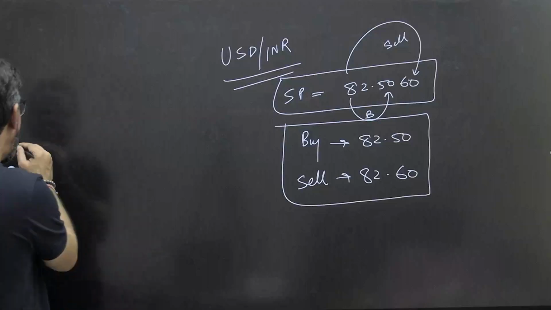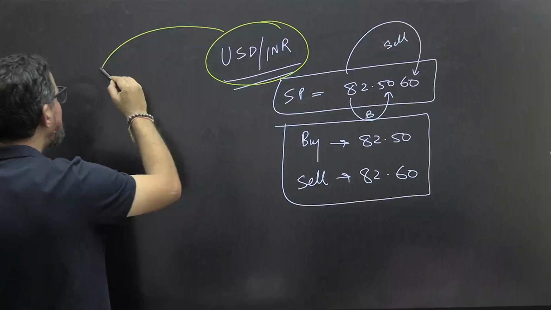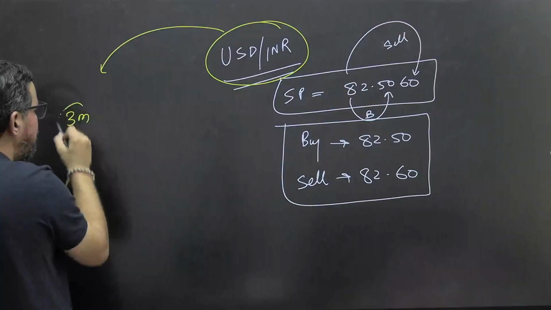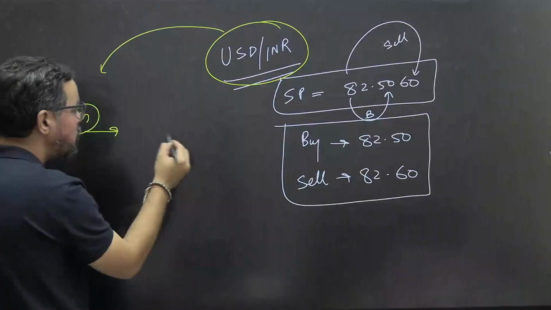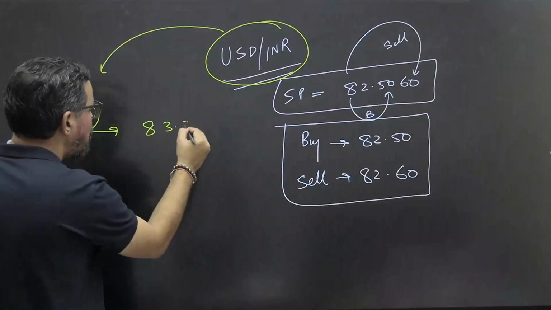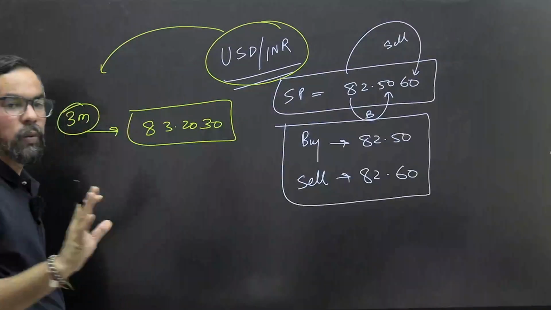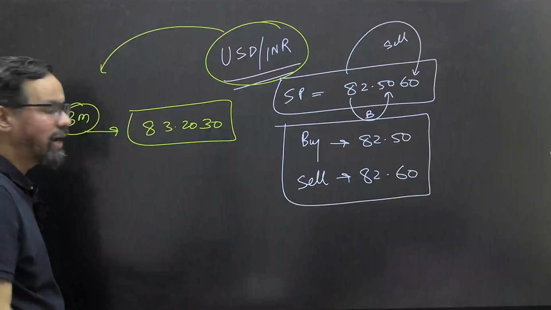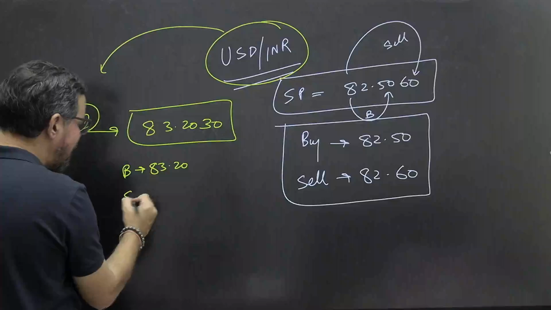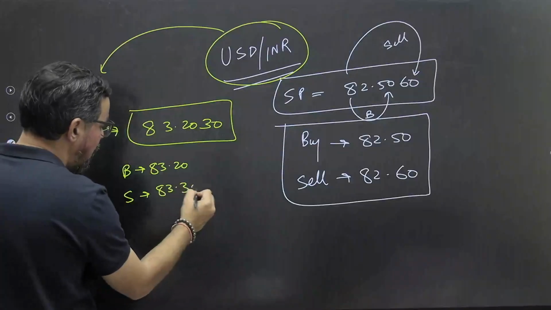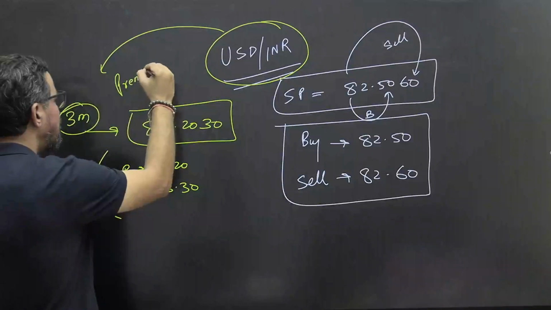Now suppose the same USD INR has a 3 month contract. Again, for a 3 month contract we are talking about derivatives. In the market the 3 month contract price is, suppose, 83.2030. This is the forward price or future price. That means your buy rate is 83.20 and sell rate is 83.30. This is called a case of premium.